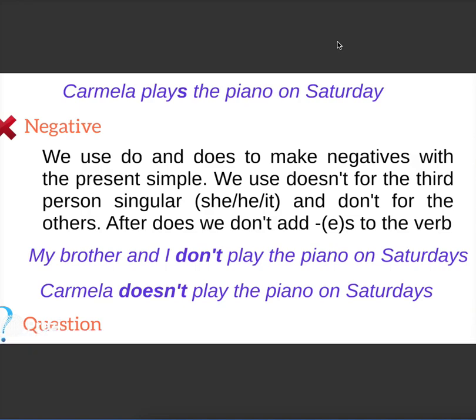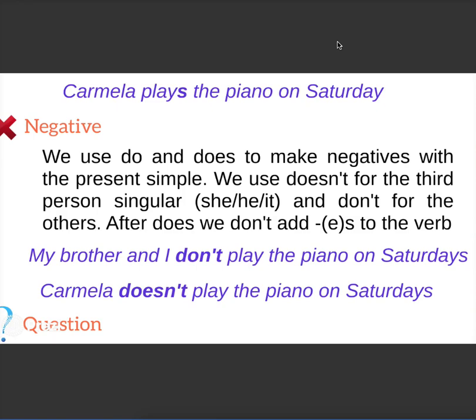Negative. We use do and does to make negatives. With the present simple, we use doesn't for the third person singular: she, he, it, and don't for the others. After those, we don't add es to the verb. My brother and I don't play the piano on Saturdays. Camila doesn't play the piano on Saturdays.